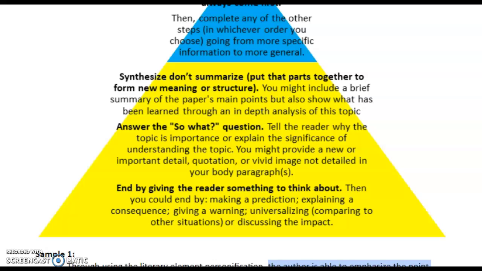And then it says you can provide a new important detail, quotation, or vivid image not detailed in your body paragraphs. Usually when I'm reading something, I'll just be like, oh my gosh, I really like this. This speaks to me. So it'll probably also speak to other readers. I know, for example, that final quote, "There is always light, if only we're brave enough to see it, if only we're brave enough to be it."